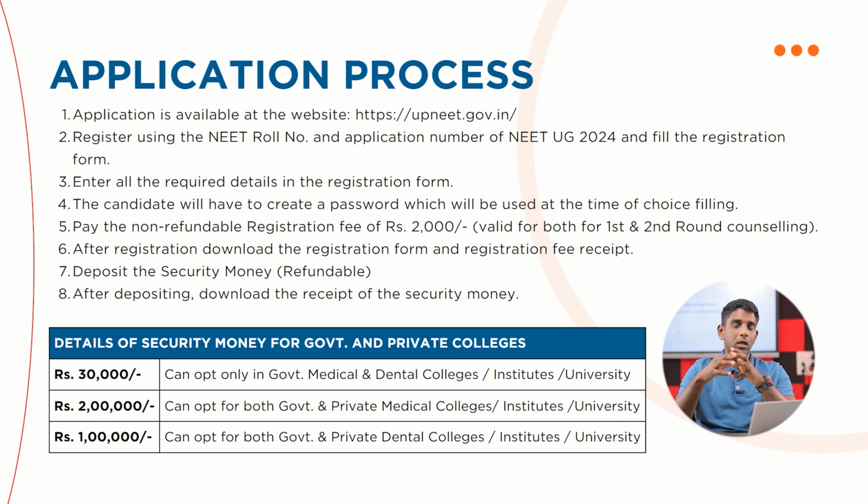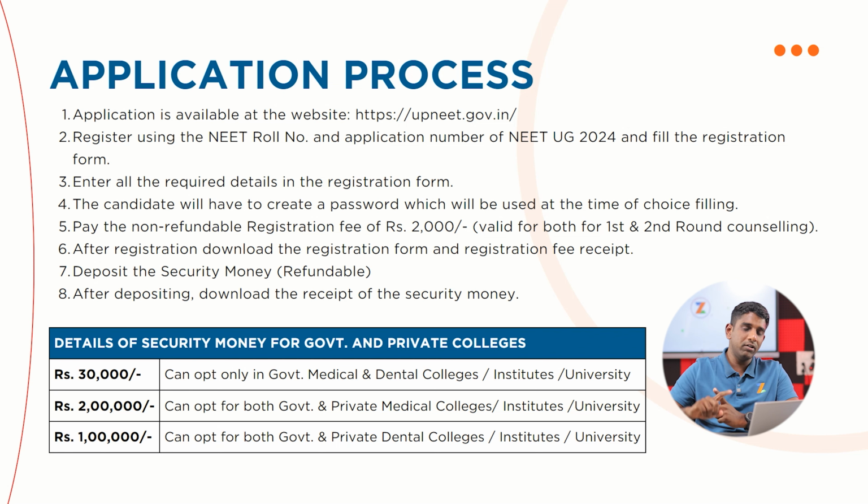The registration form will be very similar to the NTA form. You'll have to fill all the details according to your documents. So you'll have your documents, right? You can look at the documents and fill the application form. This is done online, and all the required details have to be filled, and candidates will have to create a password. This password that you create after you fill all the details will also be used for the choice filling process.